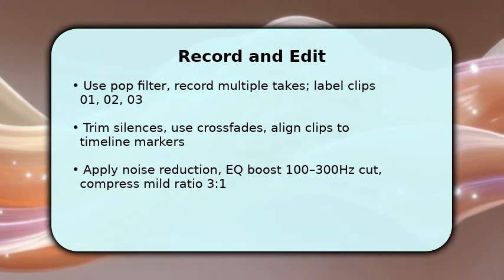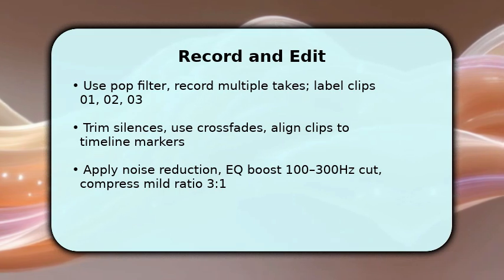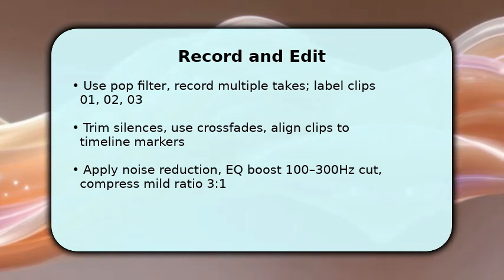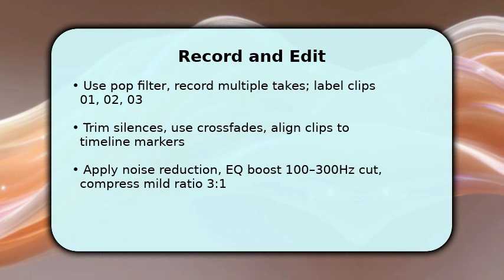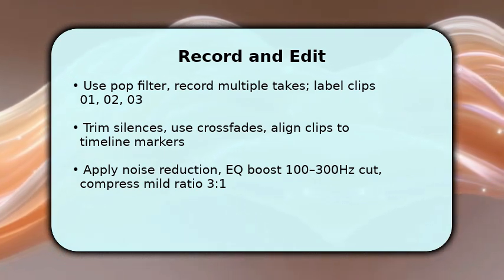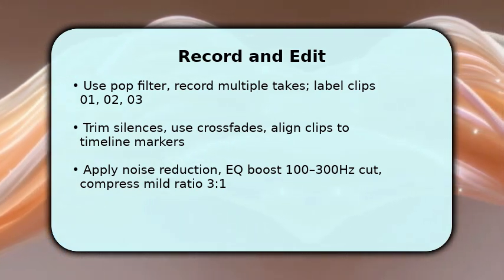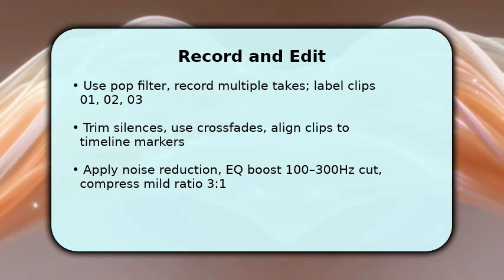for pacing. Apply light noise reduction only when needed, cut mud in the 100-300 Hz range, and add a mild compressor at a 3:1 ratio to even dynamics. Keep monitoring meters, make small adjustments, and save incrementally.